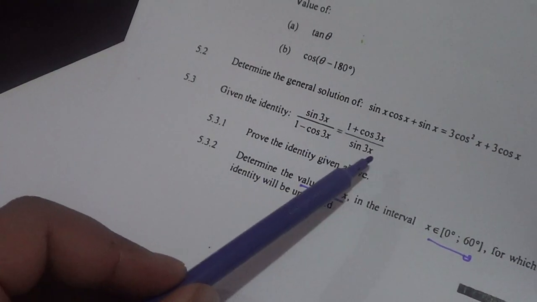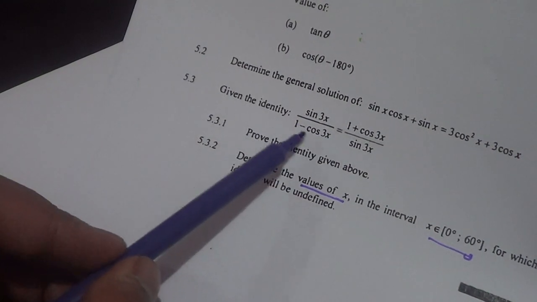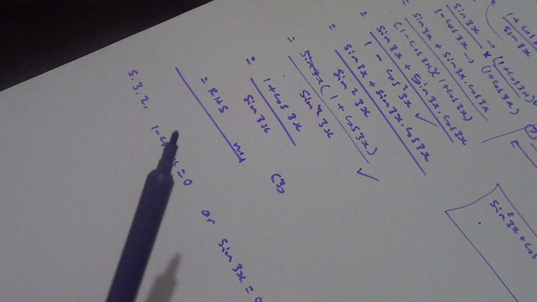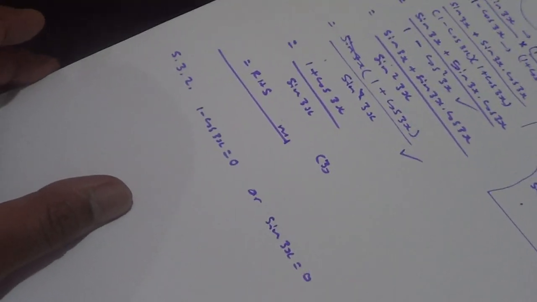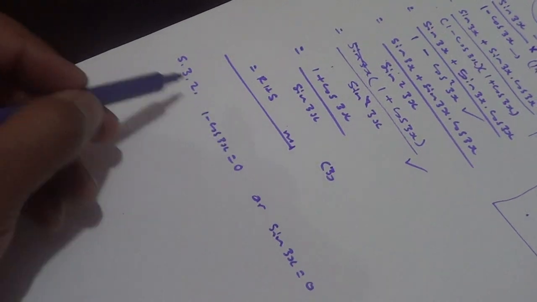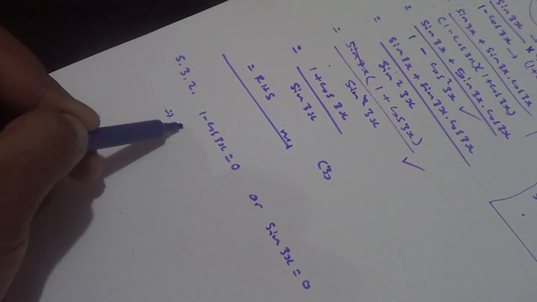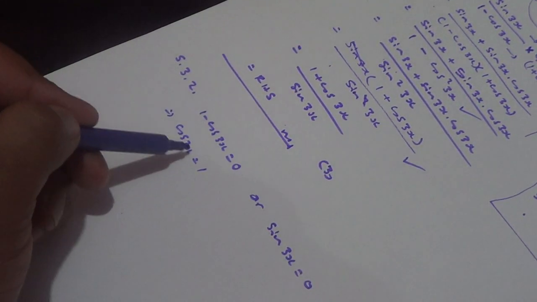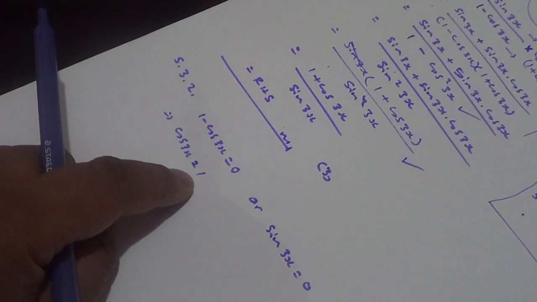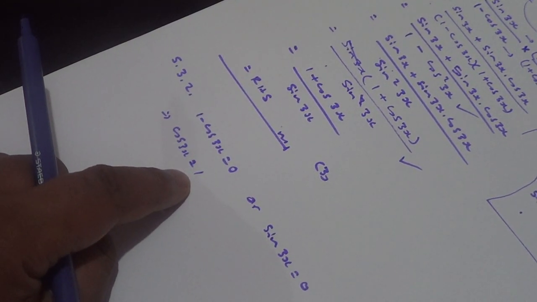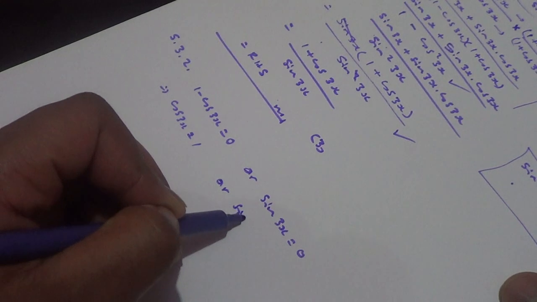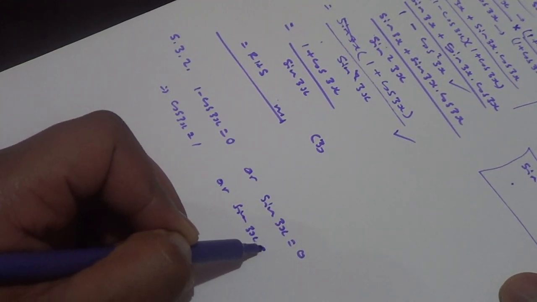Because if either the left hand side or the right hand side has a denominator of 0, then the whole thing is undefined. Question 1 talks about real numbers, so you want a real number situation. For it to be real, the denominators cannot be 0. What does this imply? It implies that cos 3x does not equal 1, because you just transpose it to that side. If this is 1, then we have a problem, because the denominator would become 0. Or sine 3x equals 0.